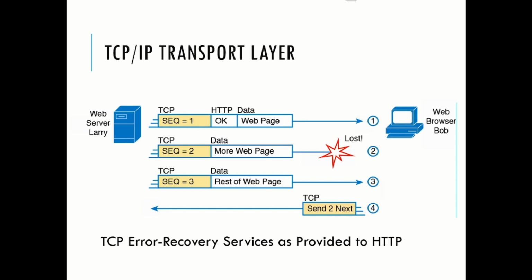So there are many protocols available in the upper layers, in the application layer. But if you look at the TCP/IP transport layer, there are only a very small number of protocols available. The two most commonly used transport layer protocols are the Transmission Control Protocol, TCP, and the User Datagram Protocol, UDP. The transport layer protocols provide services to the application layer protocols, right?